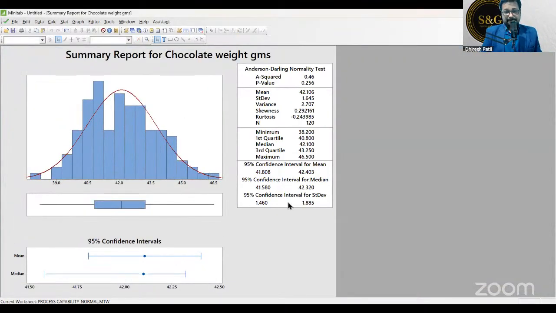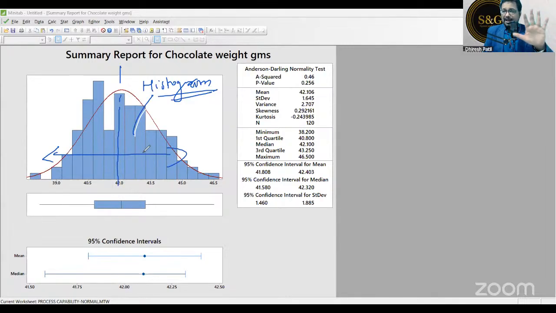Now observe here. First, whatever we have learned, this is called histogram. Let me just make it in blue. This is called histogram. Correct? Which shows you the distribution. So this is the average. This is the spread of the distribution. And it looks like a normal distribution.